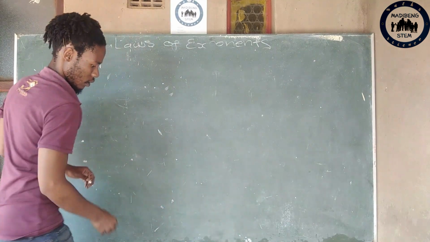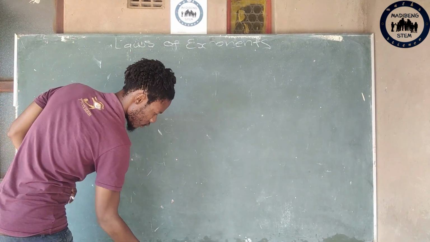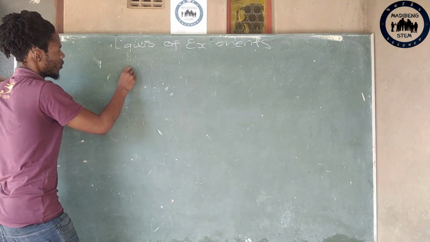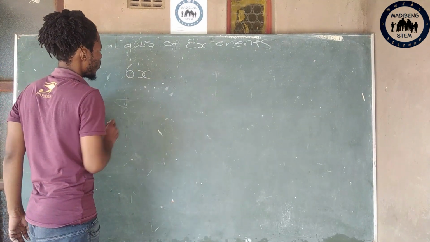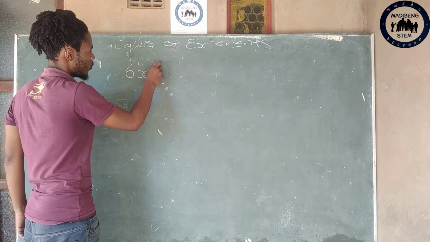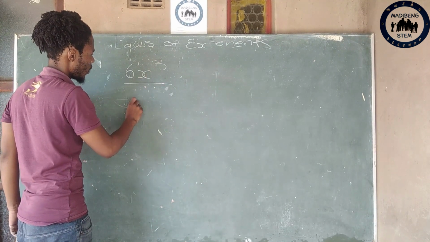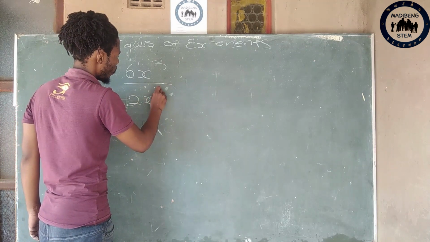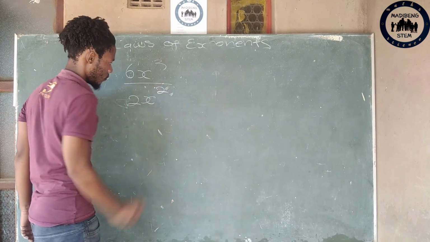So, second law of our exponents. 6x to the power 3 divided by 2x to the power 2.